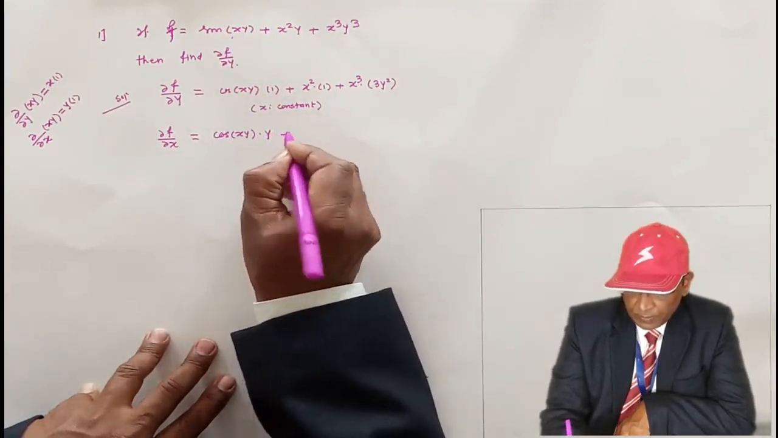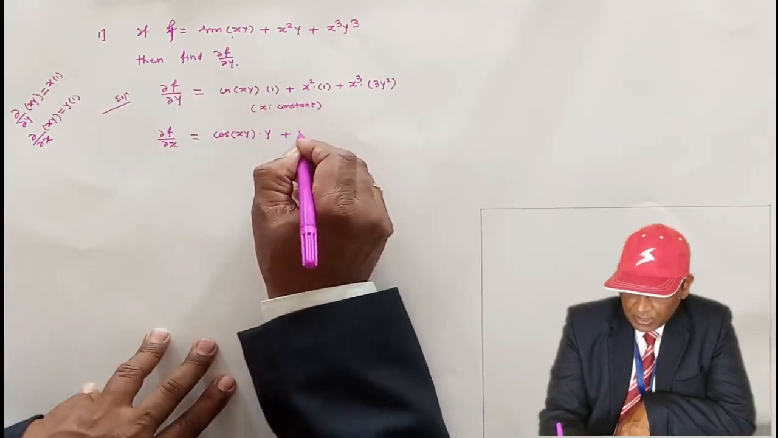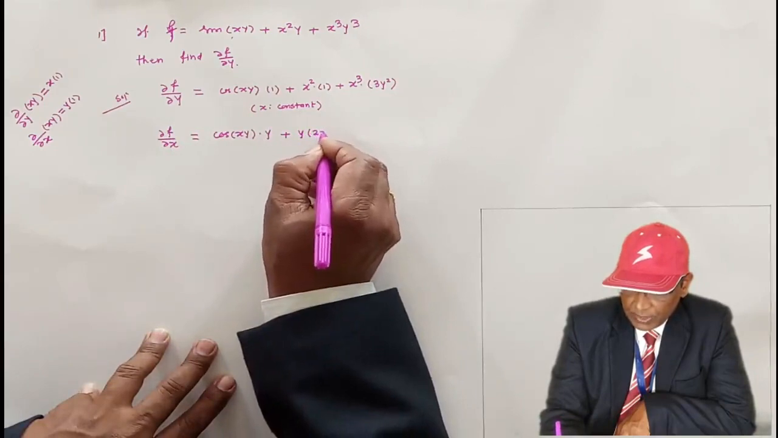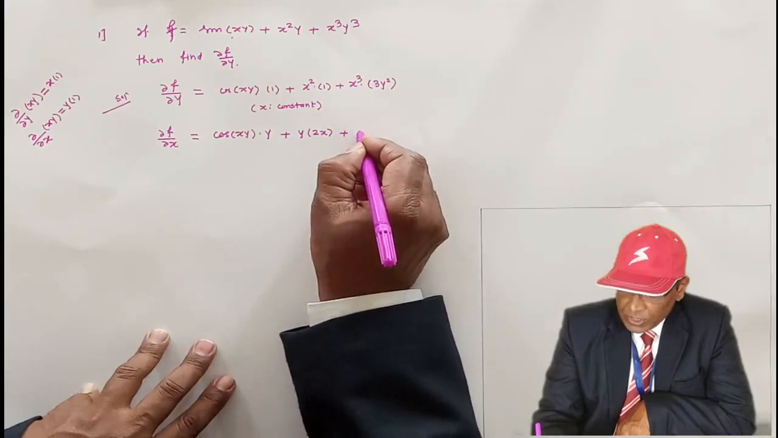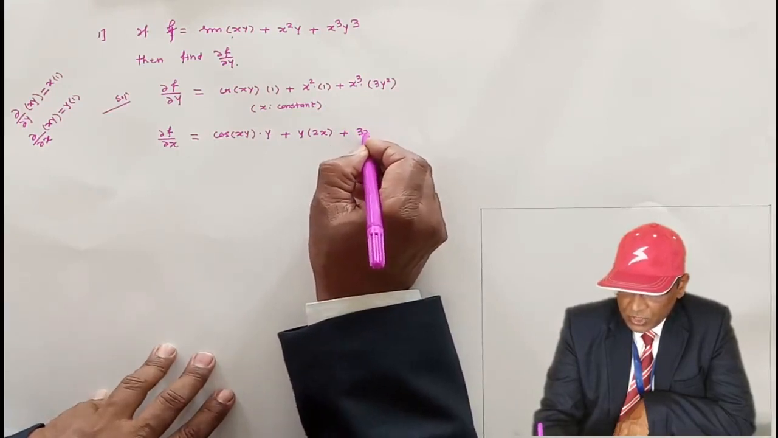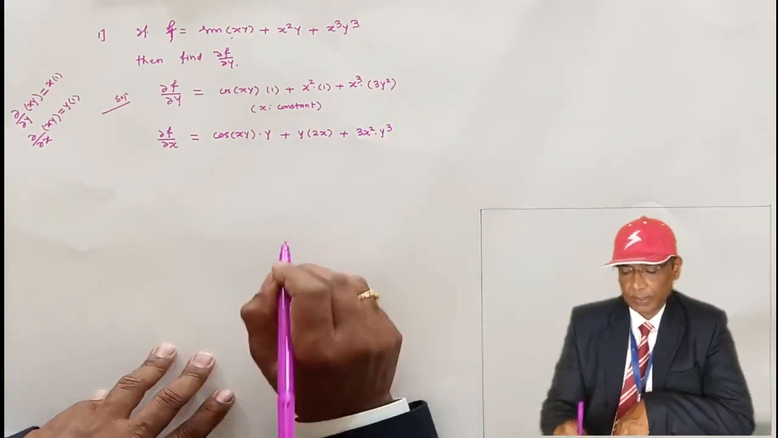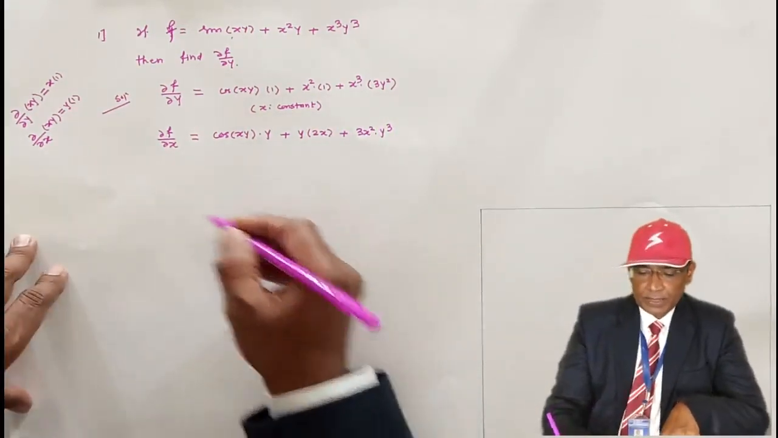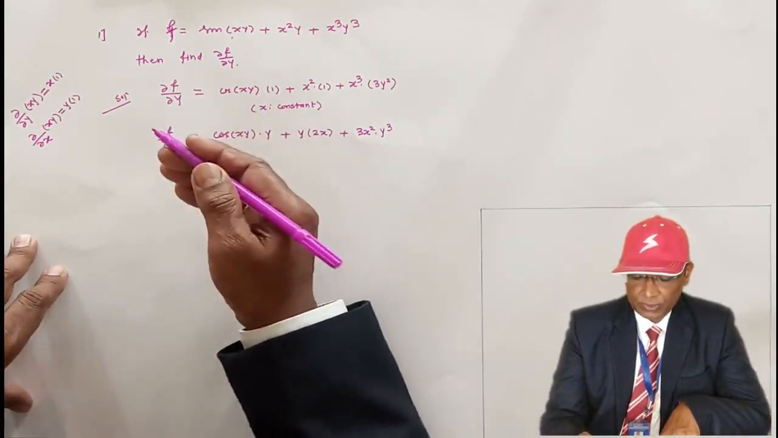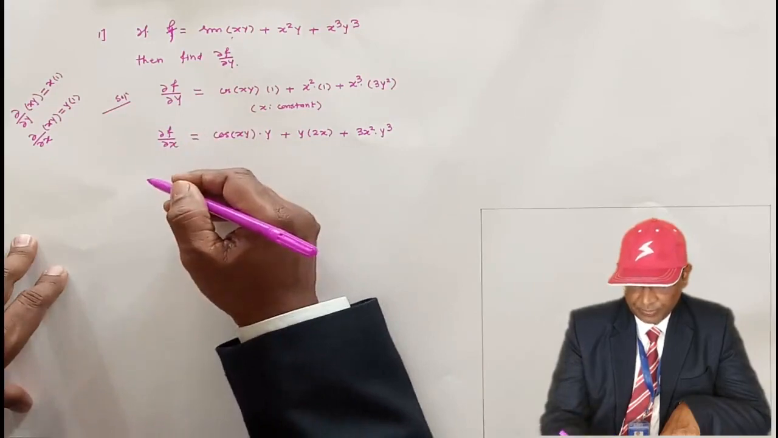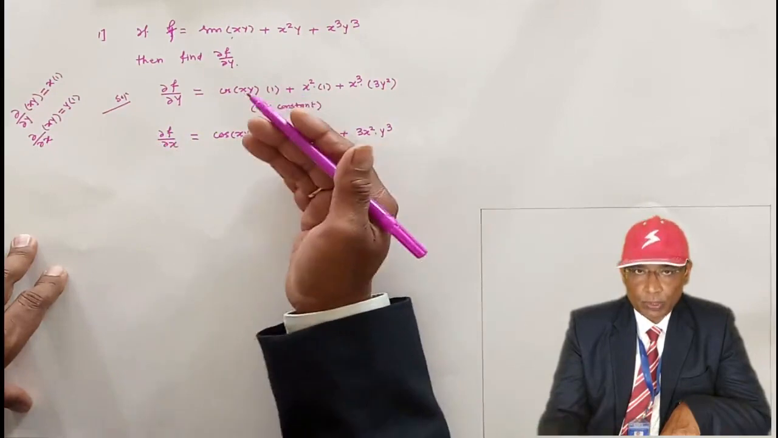Plus, take the derivative with respect to x again, keeping y constant. Y is a multiplicative constant, and the derivative of x square is 2x with respect to x. The derivative of x cube is 3x square, and y cube is a multiplicative constant. I have to keep it like that. So in this way, we found the partial derivative of f with respect to x and with respect to y. Now in our further sums, the difficulty level will be more.